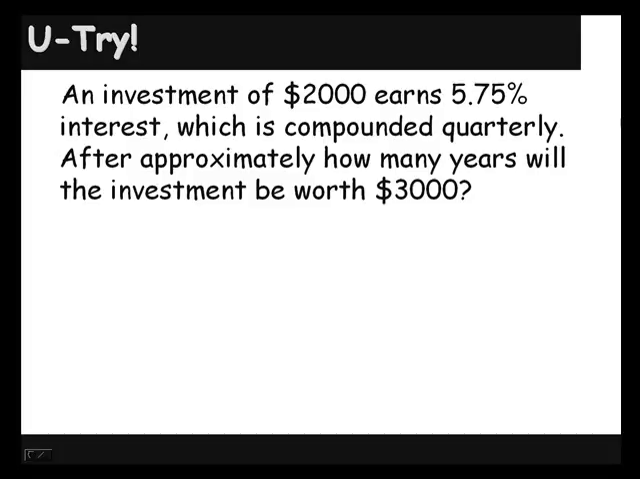Let's apply this a little bit. We've got an investment of $2,000. We're earning 5 3/4% interest, which is compounded quarterly. After approximately how many years will we have $3,000 if we don't make any more deposits or withdrawals in that investment? Remember the formula. The amount we will make is the principal times 1 plus our rate divided by our number of compounding times per year, to the number of compounding times per year times the number of years, t.